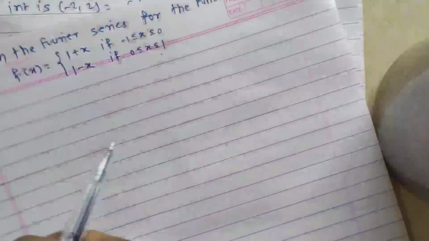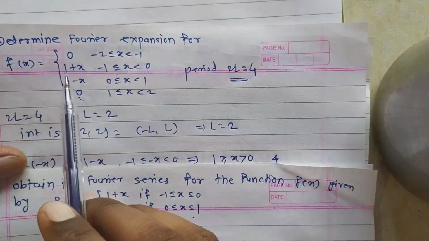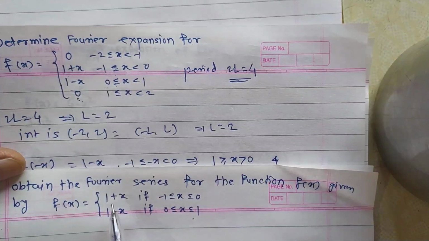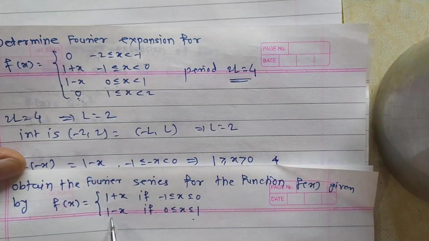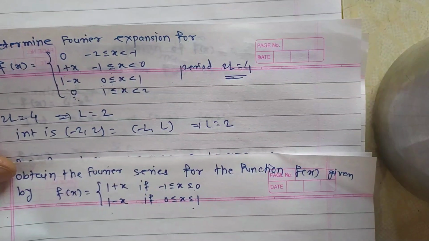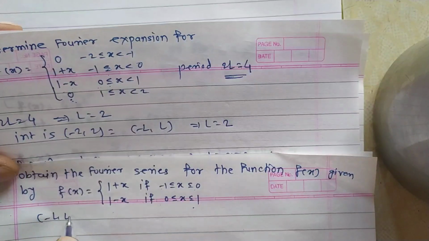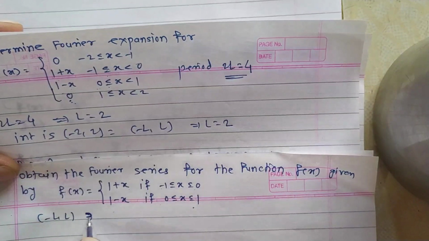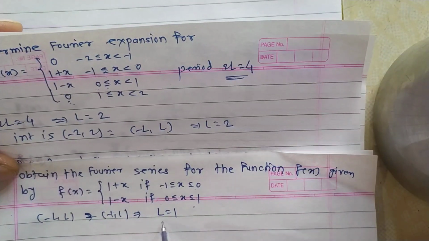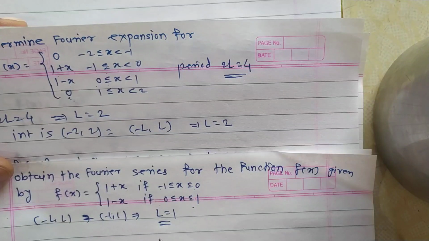So no need to solve this, because in last problem here function was f of x equal to 1 plus x minus 1 to 0 and 1 minus x 0 to 1. Same here, 1 plus x if minus 1 to 0 and 1 minus x if 0 to 1. So solution is same, only difference is here interval is minus L to plus L equate with minus 1 to plus 1. So L equal to 1 here. Here L is 1. Okay.